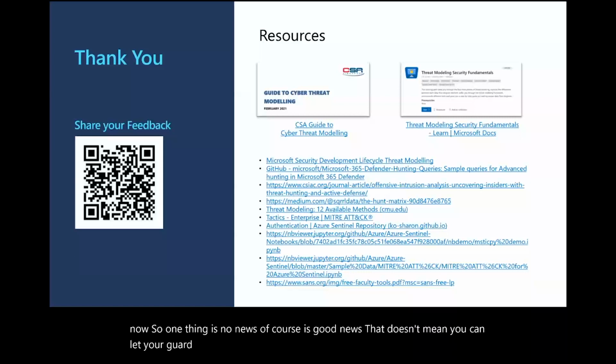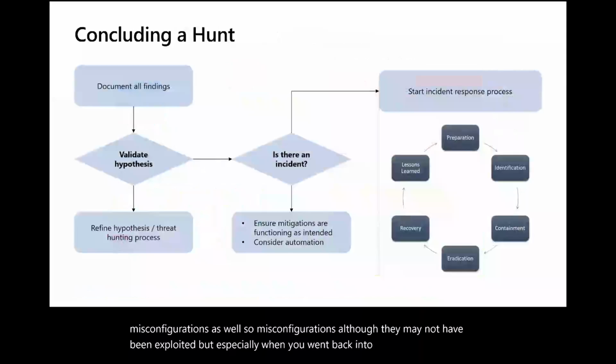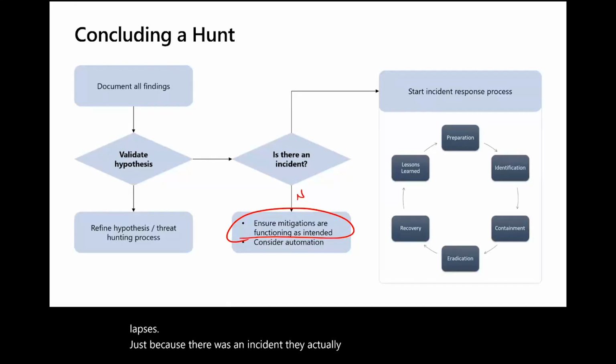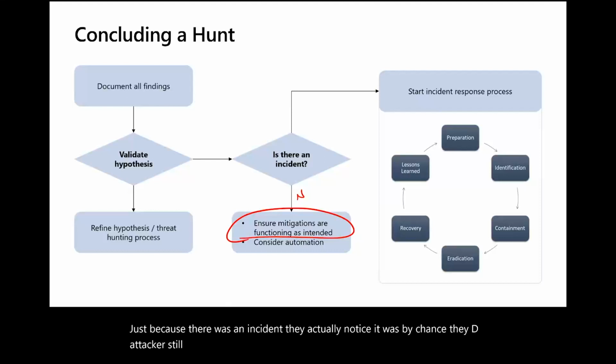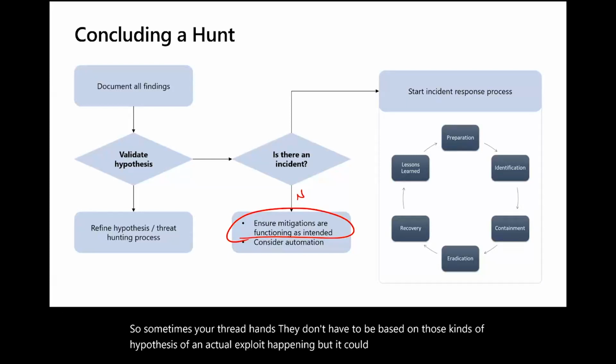Second thing is sometimes we actually identify misconfigurations as well. Although they may not have been exploited, especially when you went back into this cycle here, ensure that mitigations are functioning as intended. Sometimes we do see lapses just because there wasn't an incident. They actually noticed it was by chance that the attacker still hadn't exploited this particular port that was left open, for example. So sometimes your threat hunts don't have to be based on hypotheses of an actual exploit happening, but it could be something that is exploitable, right? So that's also something you can look for.